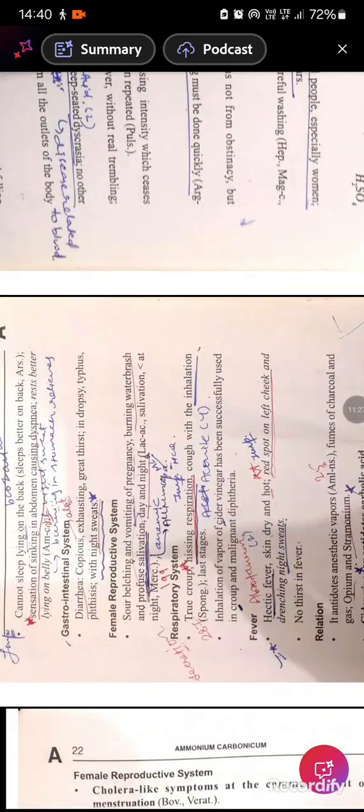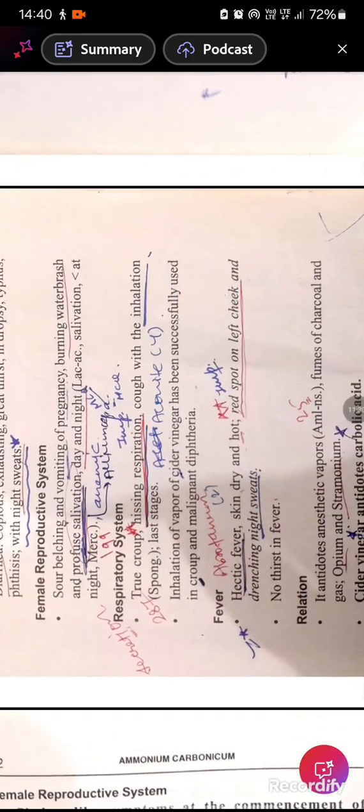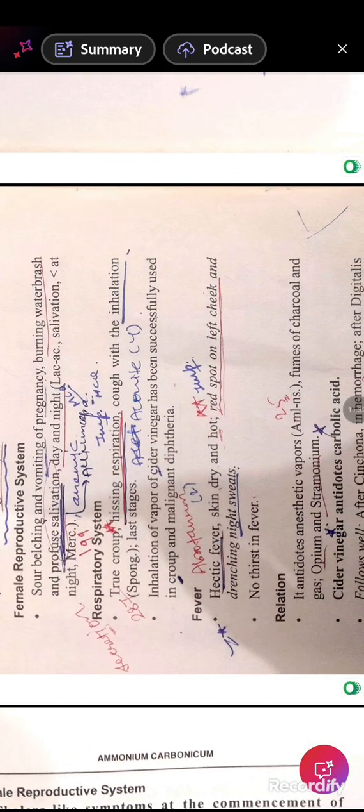Yes, the next is respiratory system. In respiratory system there is croup and hissing respiration. What is hissing respiration? It is the sound of these kinds of sounds of hissing respiration. And cough with inhalation, there is medicine acetic acid. There are many stages of croup, and in the last stage we give medicine acetic acid.